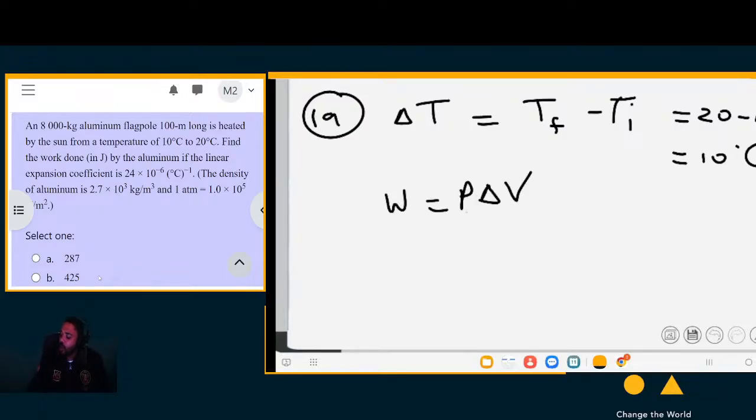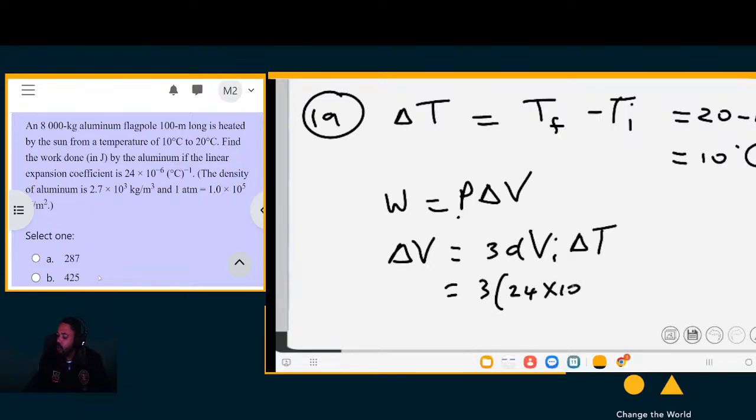Okay, now we have been given the pressure, so how do we get the change in the volume? The change in the volume, according to the formulas for linear expansion, is basically 3 times the linear expansion coefficient multiplied by the initial volume multiplied by the change in the temperature. So 3 times, what is the expansion coefficient of aluminium? In this case, it's 24 times 10 to the negative 6 multiplied by the initial volume of this flagpole.